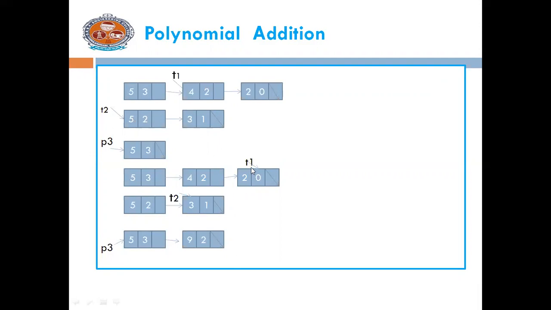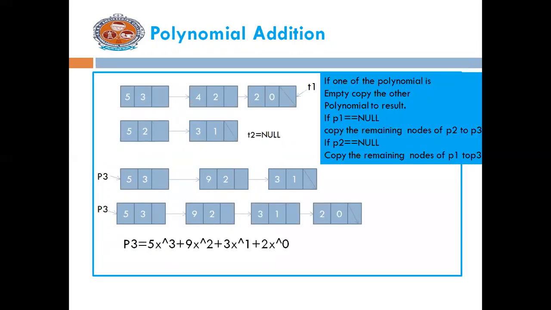So now compare T1 exponent with T2 exponent. Here T1 exponent is less than T2 exponent. Now copy the node of P2 and add it to end of P3 and advance the corresponding pointer. So after doing this, now T1 points to last node, T2 becomes null and the node of P2 is added to resultant P3.